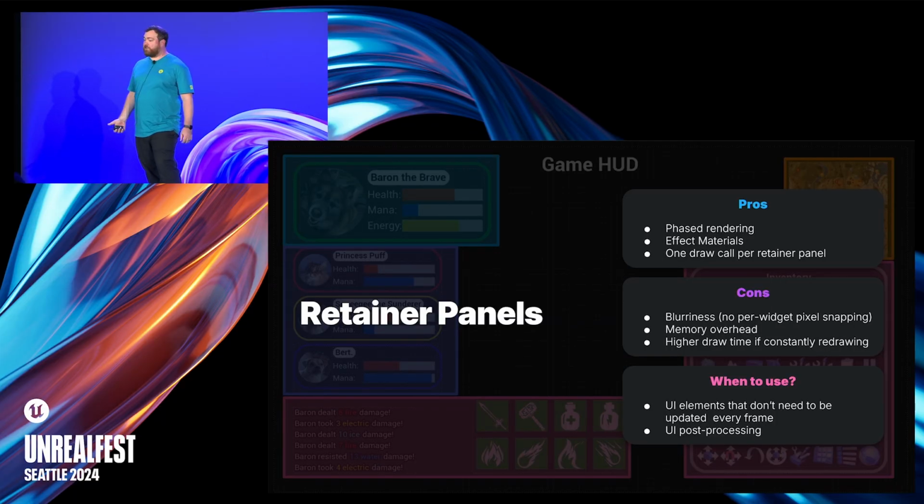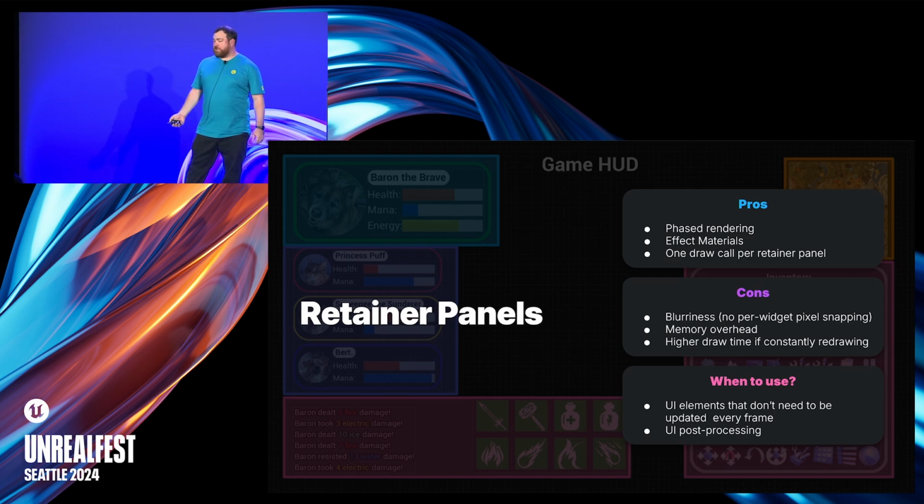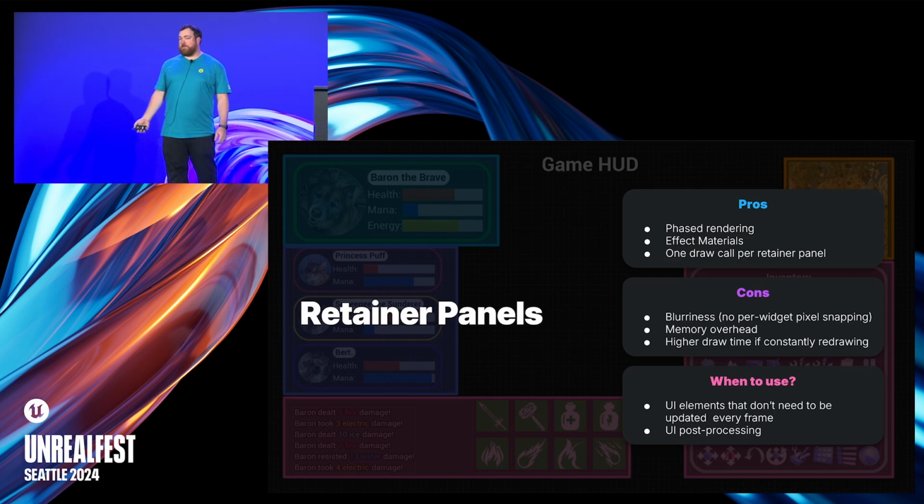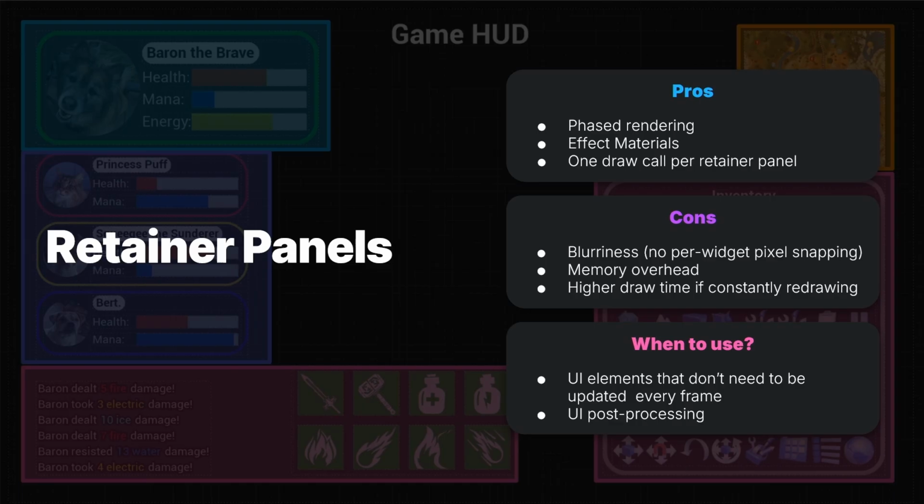There is a memory overhead. We're storing a render target with your whole UI. So especially if it's a bunch of big widgets that are using these, you could end up using a bunch of memory just storing the textures. And if you are constantly redrawing it, it can actually be slower. If you don't use the phased rendering part, then you're just adding an extra step. Now I have to update all my widgets and then draw another thing instead of just drawing them directly. In terms of when you should use this, it's great for UI elements that you don't need to update every frame.